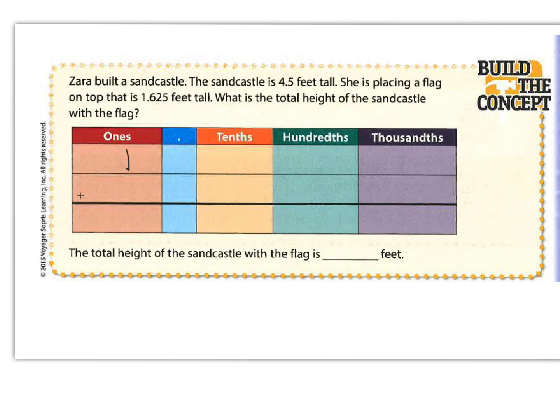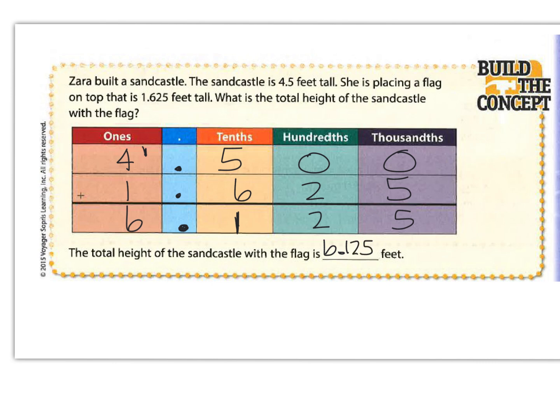So we have 4 and 5/10. Then 1 and 625 thousandths. Well, they don't have the same amount of place values. So for this one, we can just put some zeros there. It does not change the value, but it makes it easier to line up all of the place values to add. So 0 plus 5 is 5, 0 plus 2 is 2, 5 plus 6 is 11. Carry that 1. 1 plus 4 is 5, plus 1 is 6, and then we have the decimal right there. So the total height of the sandcastle with the flag is 6 and 125 thousandths feet.